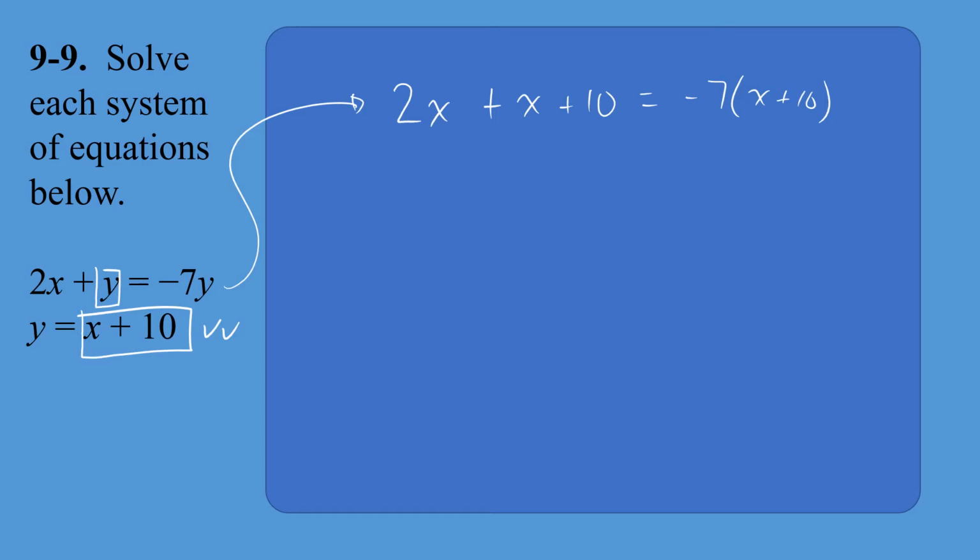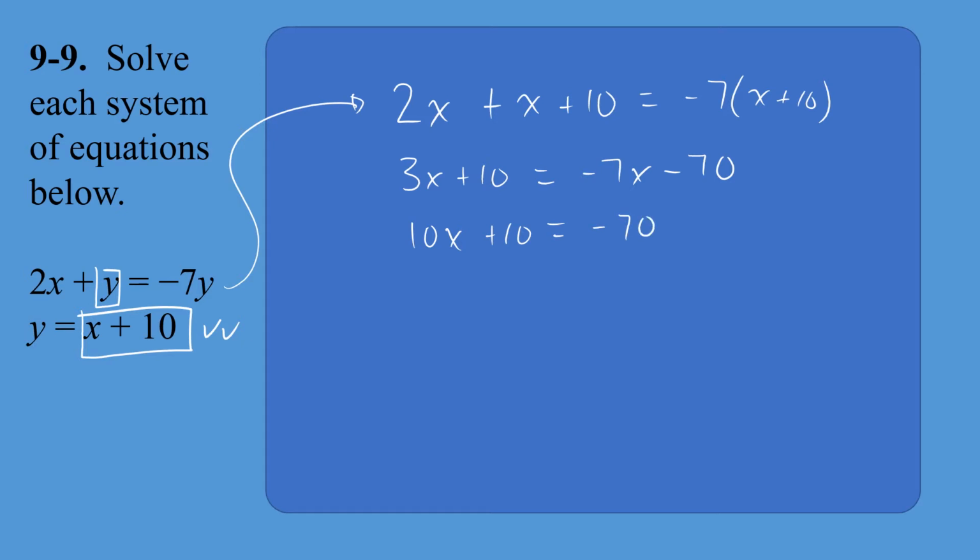I can simplify the left-hand side by combining like terms. This is going to become 3x plus 10. Over on the right-hand side, I'm going to distribute that 7 to each of the terms inside of parentheses. So that will become a -7x and then, instead of plus -70, it's just going to be minus the number 70. So let's add 7 x's to each side of that equation. If I add 7 x's to the left-hand side, that becomes 10 times x plus 10.